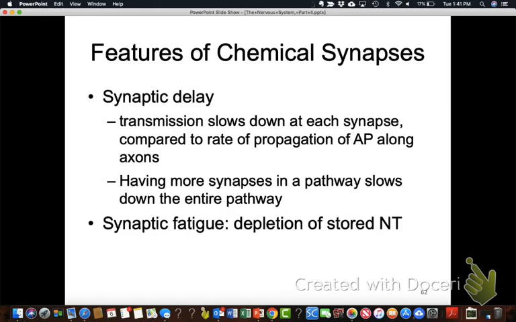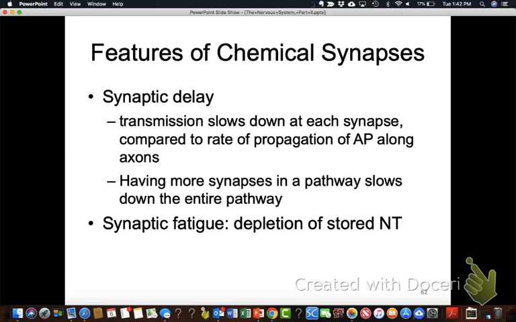All chemical synapses have a couple of properties that you need to be aware of. Synaptic delay just means the transmission through a pathway is slowed down. So if I have one neuron with, say, a type A fiber going a certain distance, it's going to get there a lot faster than three neurons with synapses in between, because every time you hit a synapse, it's going to slow down the passageway. We've already looked at the effect of that when we studied parallel pathways, neural circuits.